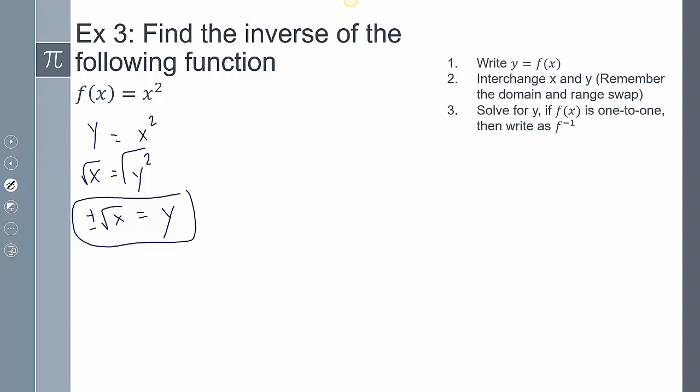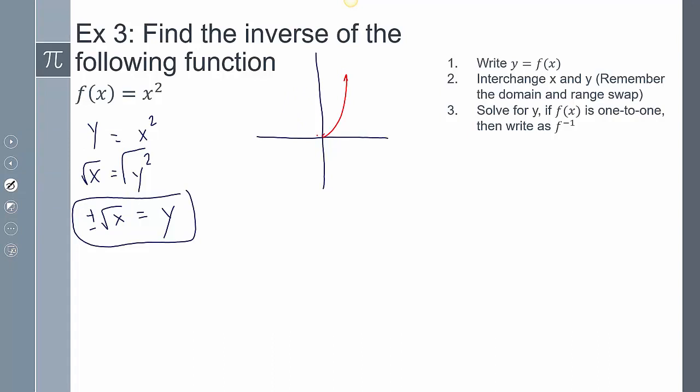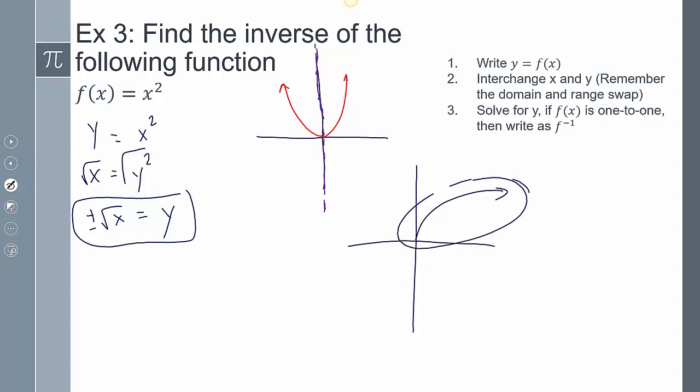Now to be able to use my inverse notation, I have to limit my domain from my original problem. So if this was my original graph here, if I limit my domain, let's say to this part right here, that means now this is going to be the part that's going to be graphed. And so then only this half I can write as that function.